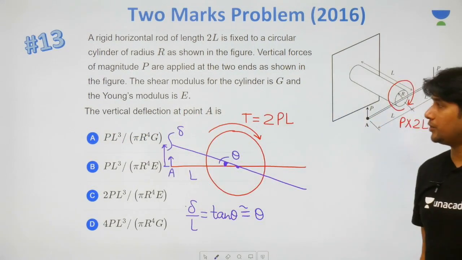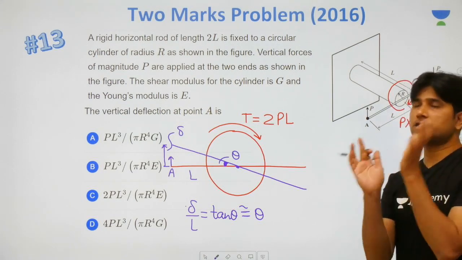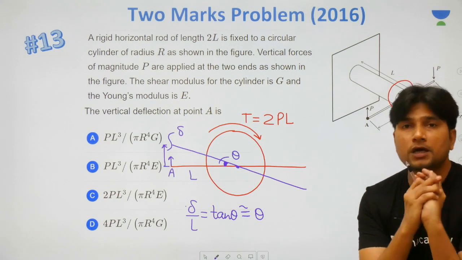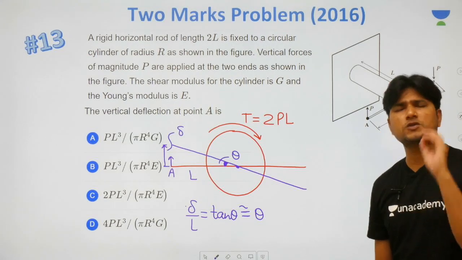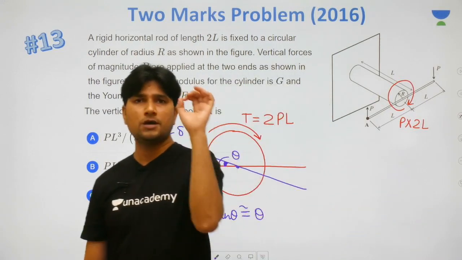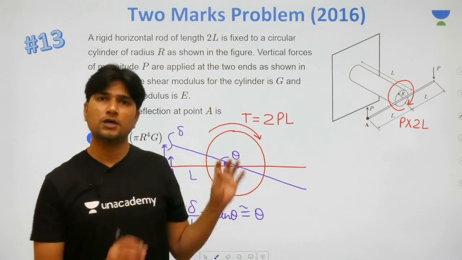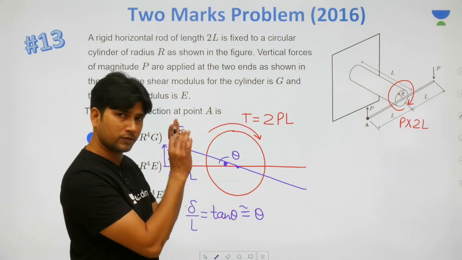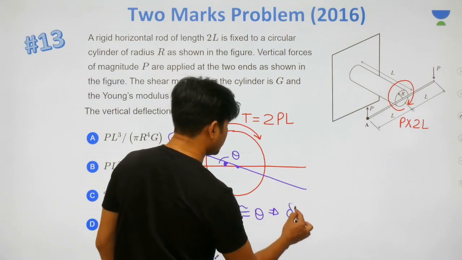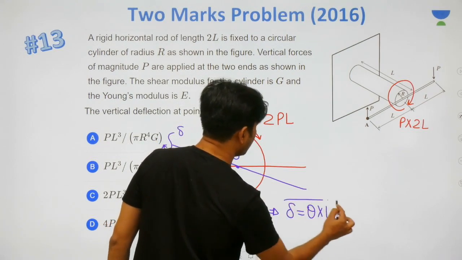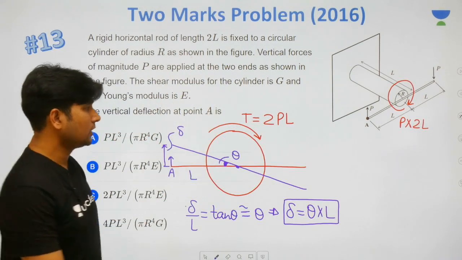Now you will say, how do we know that theta values are very small? So in mechanics of solids, as long as you are dealing with the structural materials, as long as you are not dealing with rubber or something, all the deformations in SOM, in the entire subject, will always be negligible. Keep that in mind. They will be very small. So tan theta can be written as theta, and then you have delta is equal to theta multiplied by L.